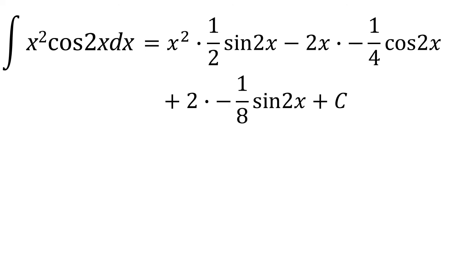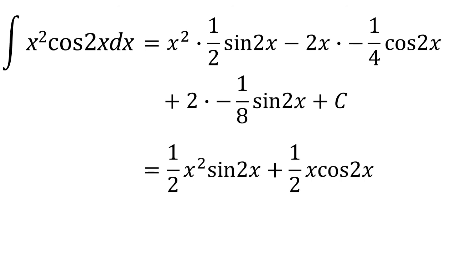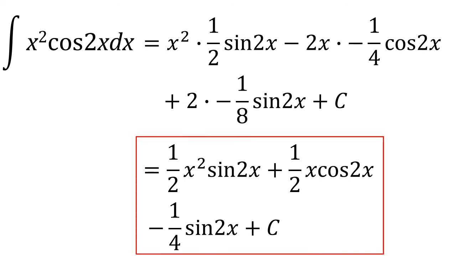Now we have here the integral of x squared cosine 2x. This is what we have obtained through tabular integration by parts: x squared times 1 half sine 2x minus 2x times negative 1 fourth cosine 2x plus 2 times negative 1 over 8 sine 2x plus c. Let us multiply those terms. We're going to have 1 half x squared sine 2x plus 1 half x cosine 2x minus 1 fourth sine 2x plus c. As you can see, this is the same as what we obtained before. This time, we have used tabular integration by parts.